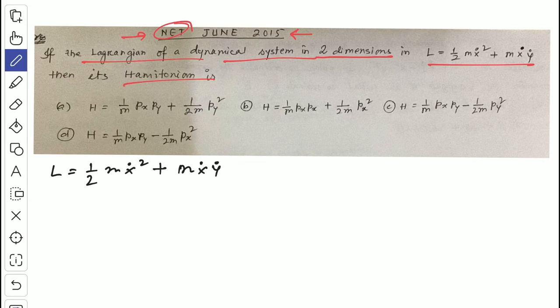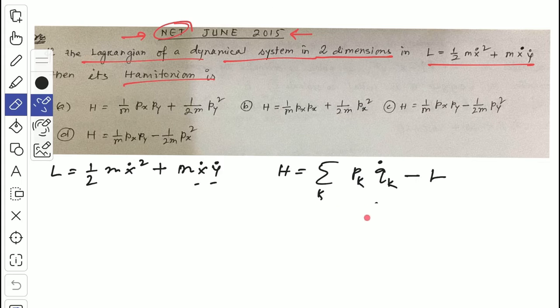So here you see, in this case we are going to find the Hamiltonian. So we know a relation that H is equal to the summation of p_k q_k dot minus L, where p is momentum. Here we have 2 components, x and y, so we will get p_x and p_y, and q_k is position, so we will get x and y. This relation gives the Hamiltonian.